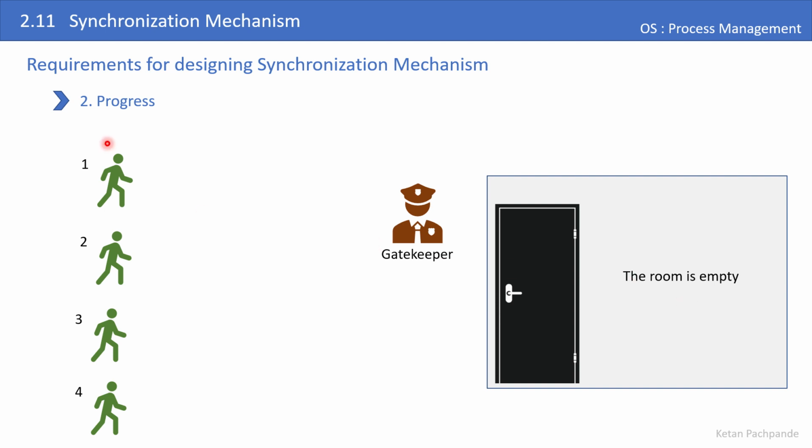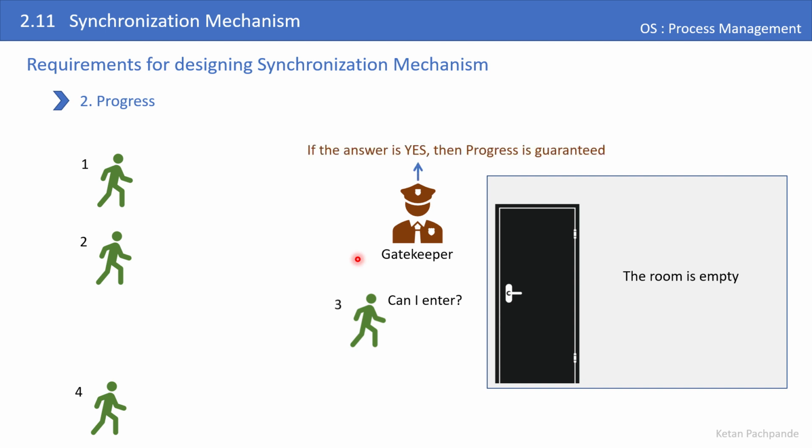Now one of these students comes ahead and asks the gatekeeper, "Can I enter into the room?" The gatekeeper says, "Yes, there is nobody in the room. You go ahead." If the answer given by the gatekeeper is yes, you can go ahead, then I say that progress is guaranteed, because any random person that comes ahead first out of these 4, the gatekeeper just sees if the critical section is free, that means the room is free, and allows that person to enter. In that case, we say that progress is guaranteed.